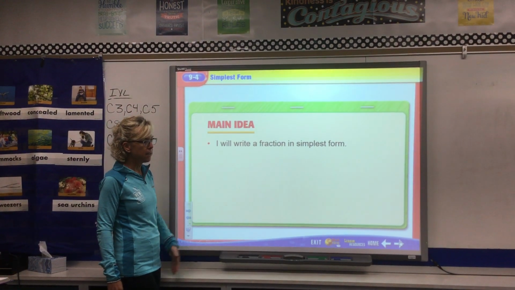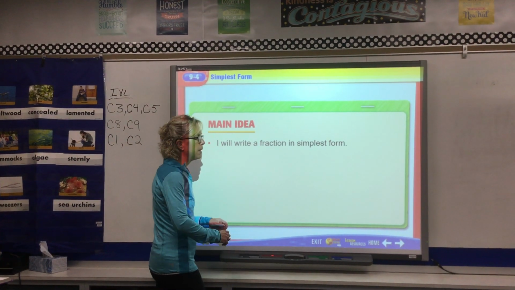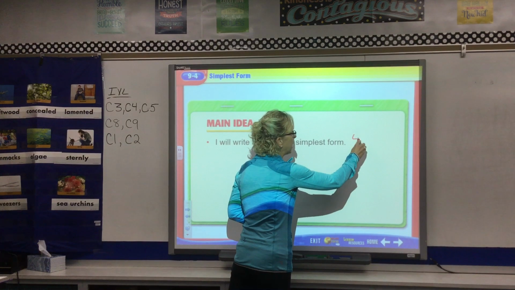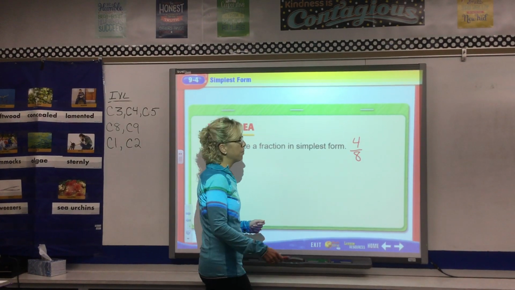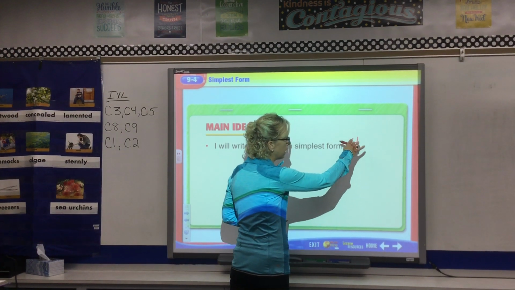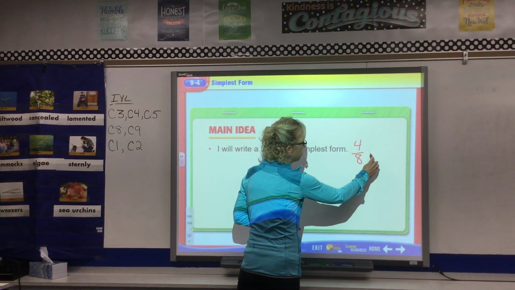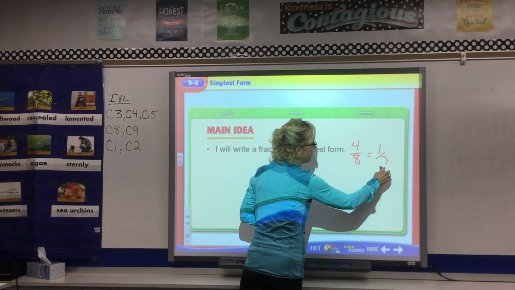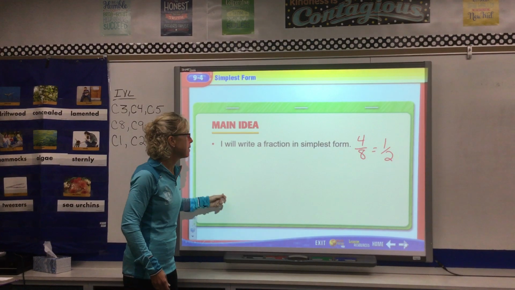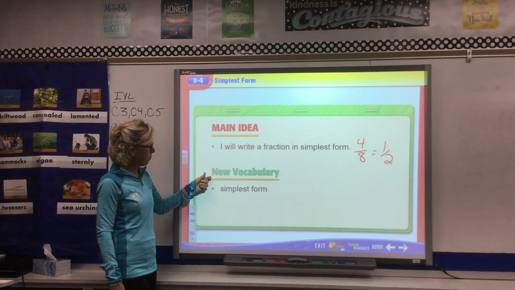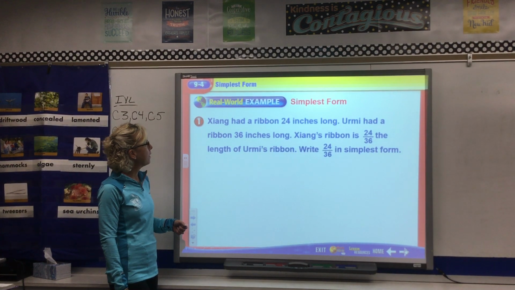I always tell my kids, you would never say to your moms and dads that a recipe calls for 4/8 of a cup of sugar. You'd never see that in a recipe book. That's because we don't typically name things in fractions other than in simplest form. You'd say, the recipe calls for 1/2 of a cup of sugar. And so we're going to practice that skill today. Simplest form. We'll talk a lot about that.